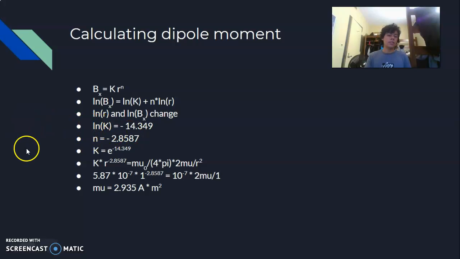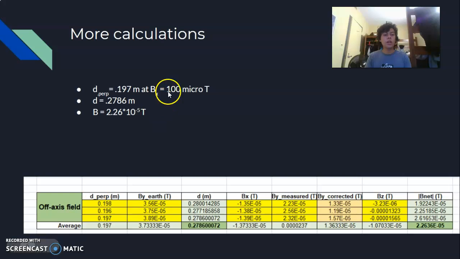Then we take the exponential of both sides to get k equal to this. And then we're using the formula from before. We were able to calculate that mu is equal to 2.935 A times m squared. We then do more calculations using the rest of the Excel spreadsheet.